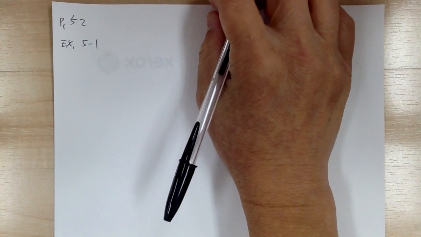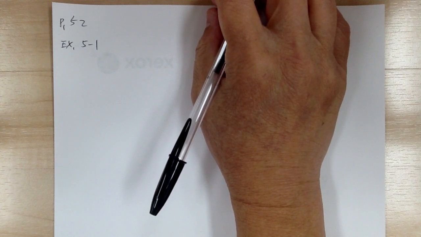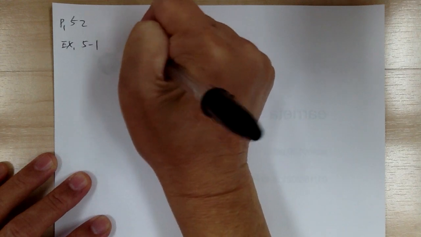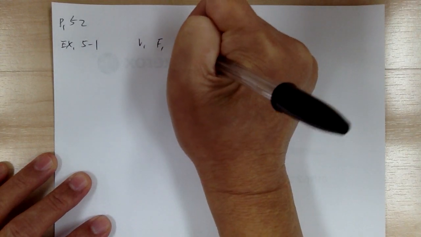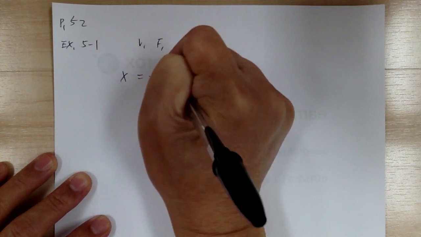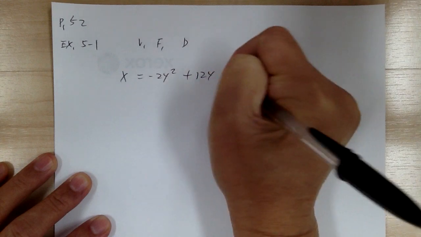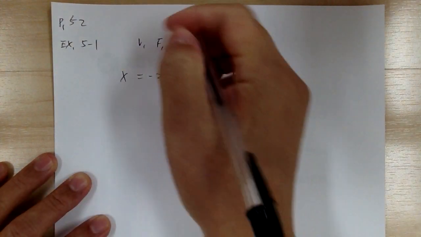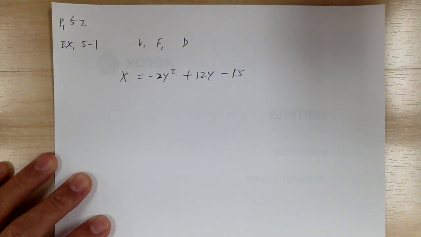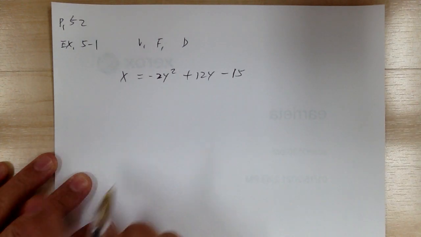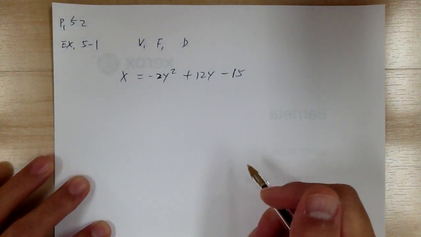Example 5-1 says graph and find the vertex, focus, and directrix of the parabola. You have x equals negative 2y squared plus 12y minus 15. Again, I'm going to do it a little differently from the book. There are many ways to do this, so I'm going to do it the way that is more common in math books.